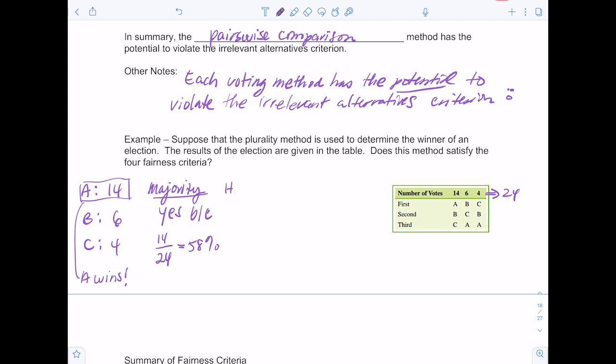Okay, let's look at the head-to-head criterion. Think of it as pairing them up again, but I don't want you to confuse head-to-head with pairwise comparison. Pairwise comparison, remember, is a voting method. Head-to-head is a criterion used to determine if there's a flaw in a voting method. But it's kind of done the same way.